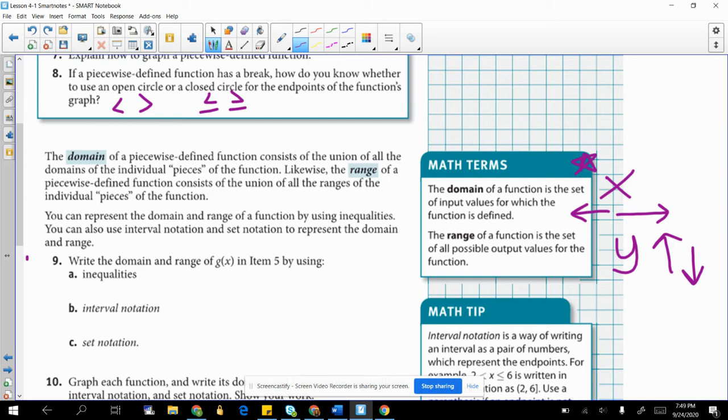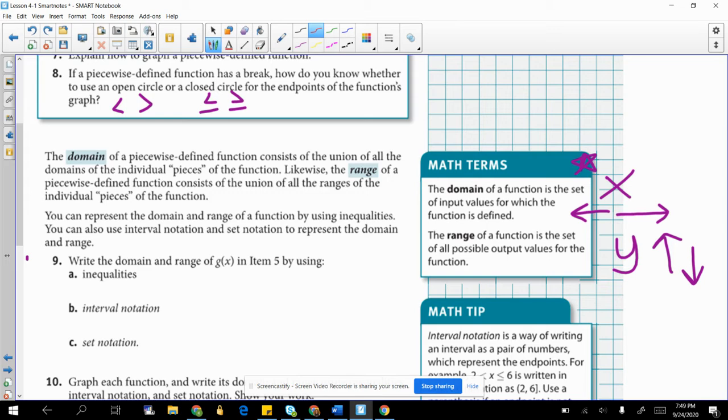It says here the domain of a piecewise defined function consists of the union of all domains of the individual pieces of the function. Likewise, the range of a piecewise defined function consists of the union of all ranges of the individual pieces of the function. So basically, the same rules apply for domain and range. We just have to look at the different pieces of the functions now. It says you can represent the domain and range of a function by using inequalities. You can also use interval notation and set notation to represent domain and range. Okay, so let's go ahead and get started.